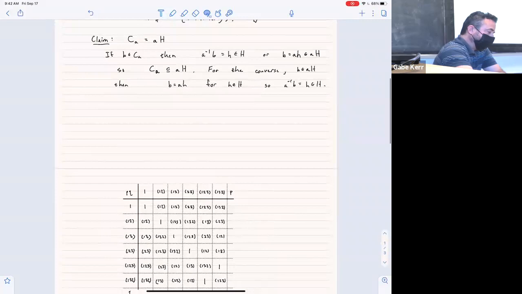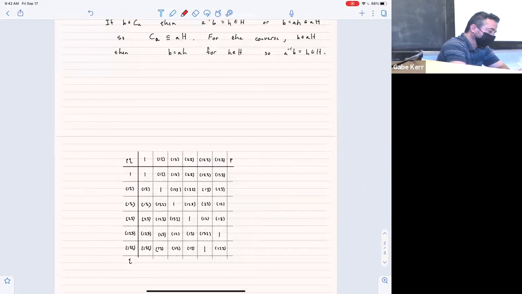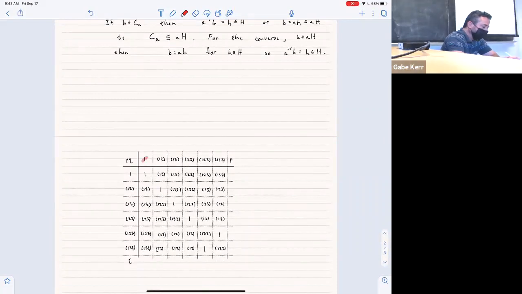So I could take, we'll do this example. We'll take 1 and we'll take (1 3). I take (1 3) and I square it, I get 1, right? I switched an element, it's just switching 1 and 3. This is my subgroup. This is my H.